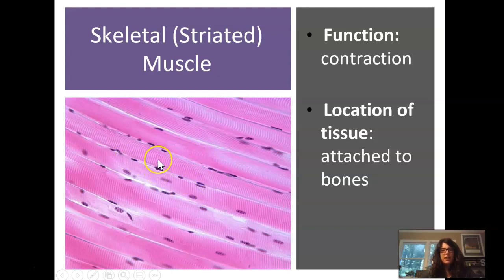All of these dark dots here are the nuclei. Skeletal muscles have more than one nucleus. So these are going to be found attached to the bones, and their job is to contract to produce movement. Be careful, this one can often be confused with the dense regular tissue.